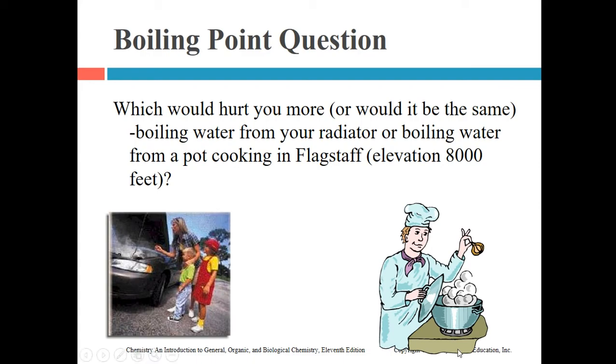Whereas in Flagstaff, where we have a big elevation and a lot less pressure, our pot that's cooking has water with a lot less vapor pressure on it, meaning it's going to be boiling at a lower temperature. So technically, if you had to stick your face in one of those boiling waters, you would definitely choose the pot cooking in Flagstaff. However, that would be really stupid because that's still really hot. But it's not as hot as the heat that is produced in your radiator. So it's relative how much burning would happen.